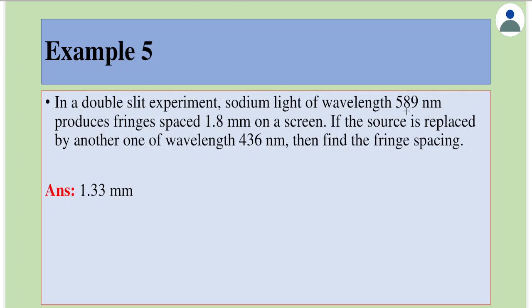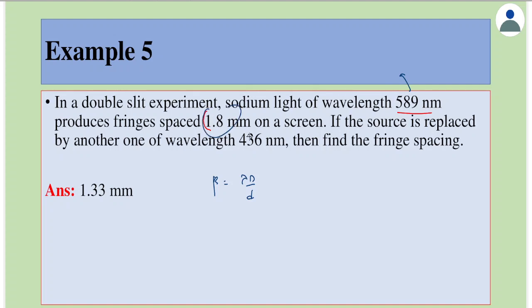The wavelength of sodium light is given as 589 nanometer. It produces fringes spaced 1.8 millimeter on a screen. If the source is replaced by another of wavelength 436 nanometer, then find the fringe spacing. So here we need to find the fringe spacing. So beta is given as lambda D by small d. We need to find the fringe spacing when we have a different wavelength. So in the first case, when the wavelength is 589 nanometer, the fringe width is 1.8 millimeter.